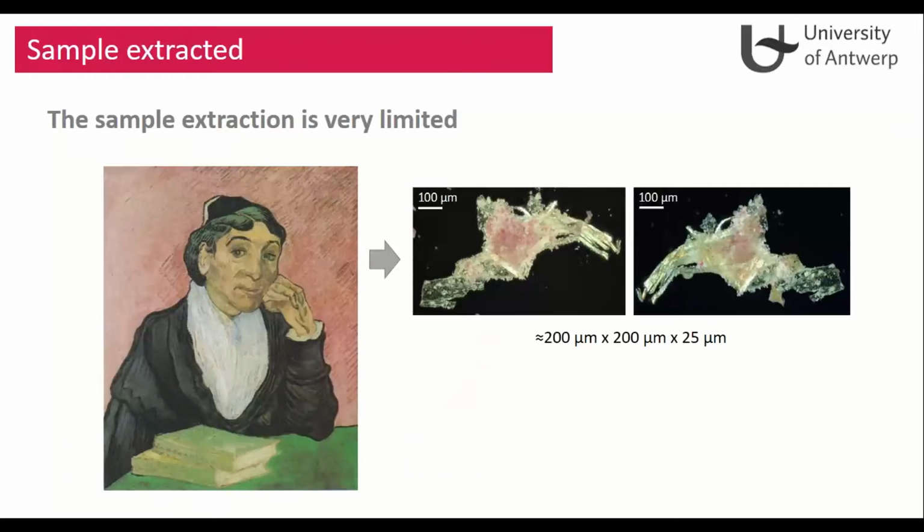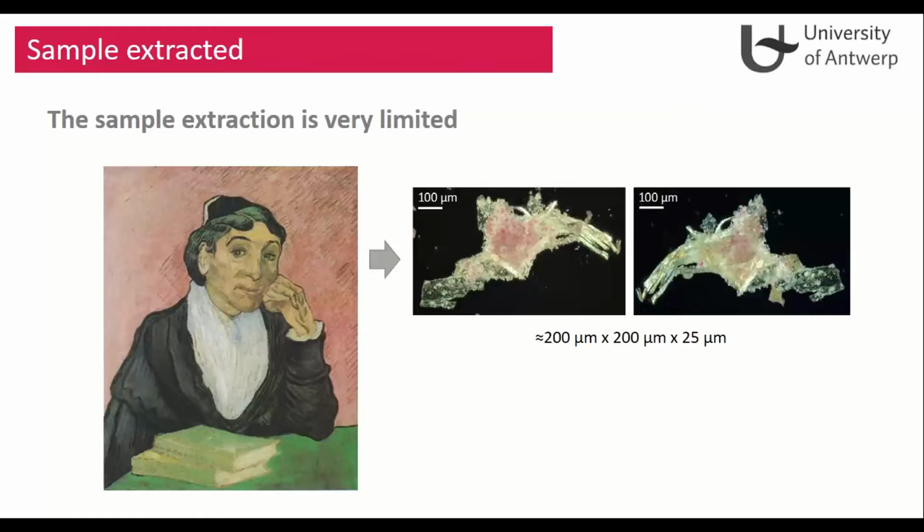So to understand which is the pigment from this background, we took samples. The sample extraction is very limited because we are talking about a painting of Van Gogh, and the painting is very valuable, so it was not possible to have a big sample. The only sample we could extract was a small fragment of 200 by 200 by 25 microns.